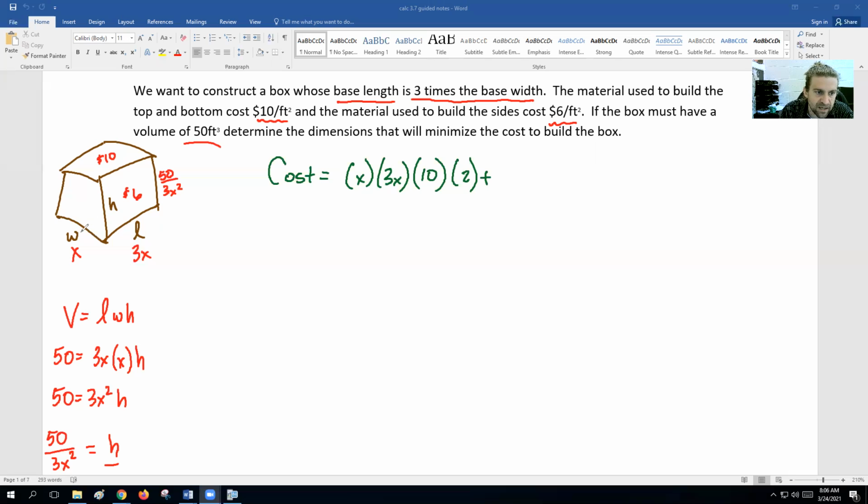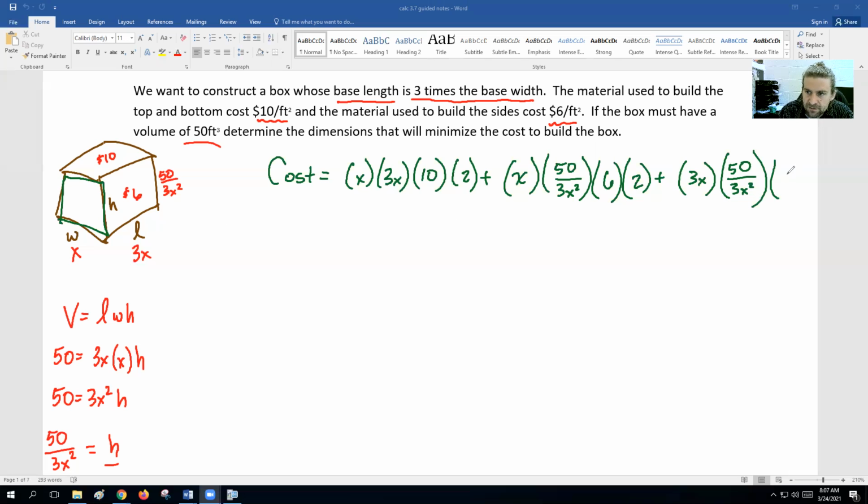All right, now let's get the front and back. The front has a width of x and a height of 50 over 3x squared. So that, you know, builds this rectangle here. And its cost is $6. And we can times that by 2 because there's a front and a back. And then we got to do the left and right as well. So for the left and right, one side is 3x. The other side is 50 over 3x squared.